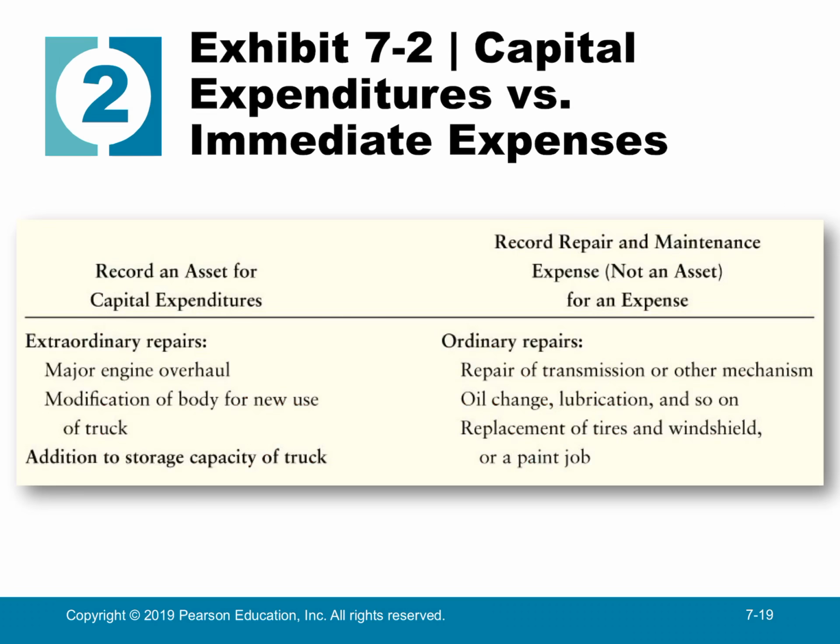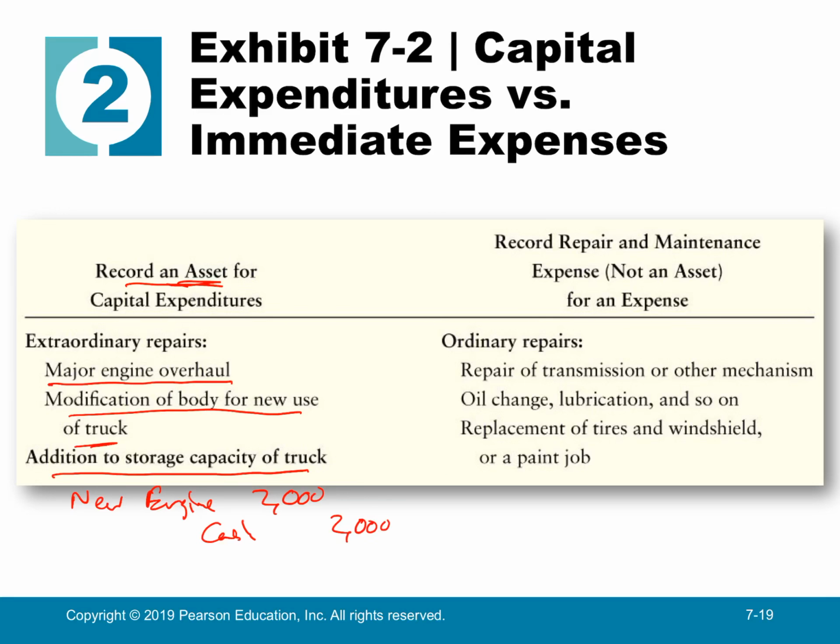So here are some examples of when we would record an asset instead of an expense. If we do a major engine overhaul for a car, right? If we modify the body of a car or truck for a new use, or if we add additional storage capacity, all of these would be examples of an asset. So we might do something like new engine debit 2,000, cash 2,000. So you see, we replaced the engine in the car or the truck, but we created an asset account that we will then depreciate over time.